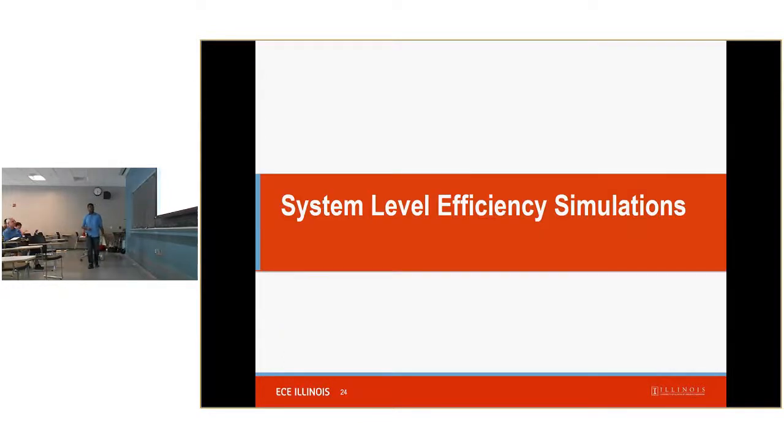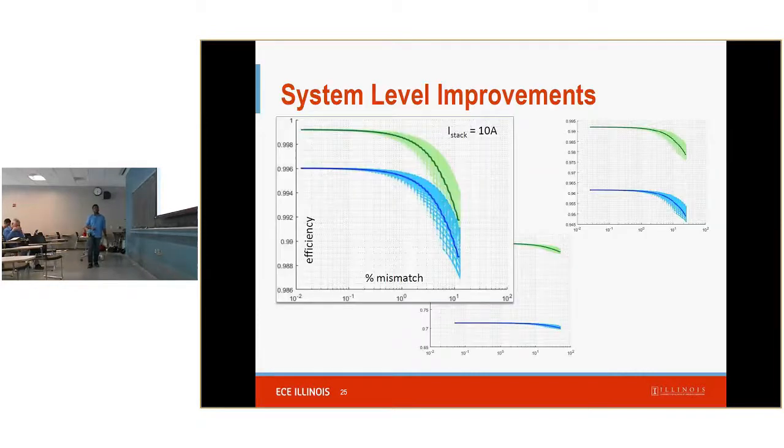So how does this light load efficiency improvement affect my system level efficiencies? First, these simulations are only done for a stack of 4 cores, and I'm assuming that the maximum current of each core is 10 amps. We plot the system level efficiencies against percentage mismatch.